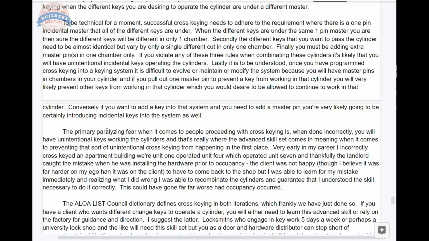Very early in my career, I've relayed this story, I incorrectly cross-keyed an apartment building where Unit 1 operated 4, and 4 operated 7, and thankfully the landlord caught the mistake when he was installing the hardware prior to occupancy. And to add one other thing to that story, I said to myself, what made that guy check those other keys? What made him try key 1 into all the other doors? I never asked him because I was too thoroughly shocked, embarrassed, and bruised in my ego. But I'm very grateful that he did, because I didn't.